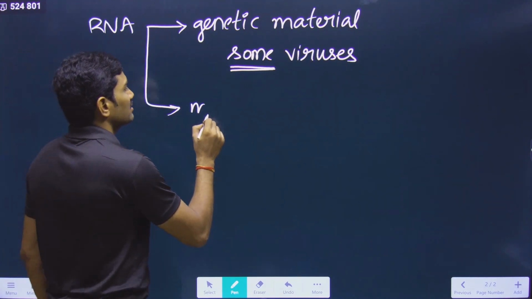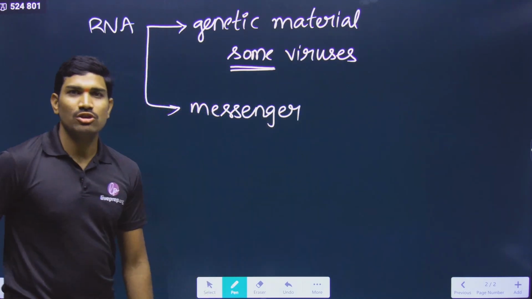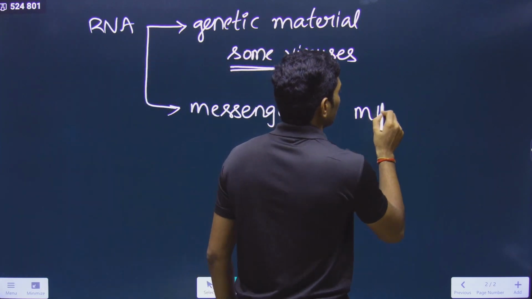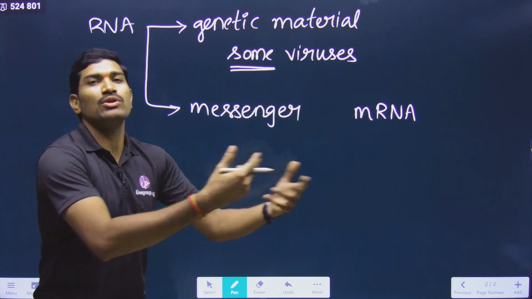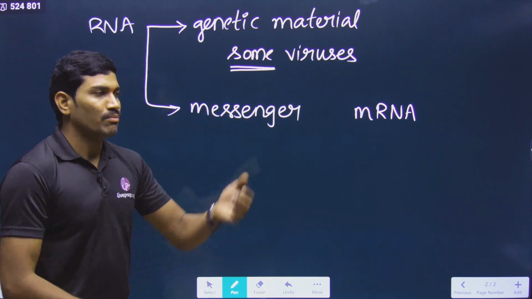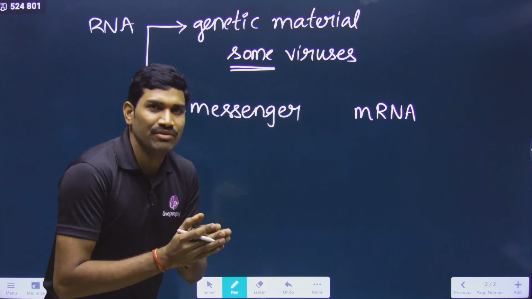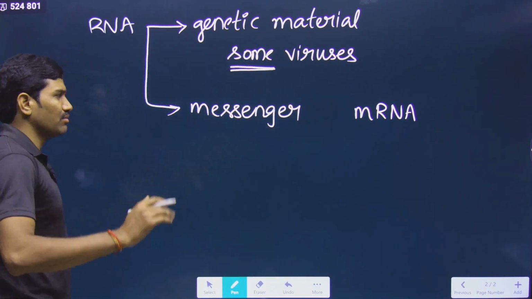And next one is RNA acting as messenger. RNA is also acting as messenger. And what is the example for this? mRNA, messenger RNA. It is having information for protein synthesis. Yes or no? Based on the DNA, mRNA is produced and it is carrying some information that is needed for protein synthesis. Slowly, in the next coming lectures we will study this.